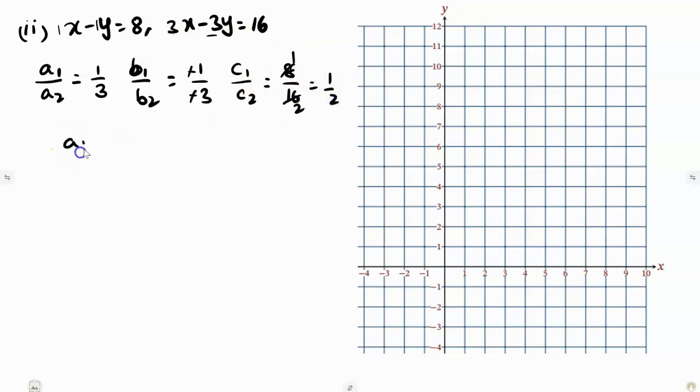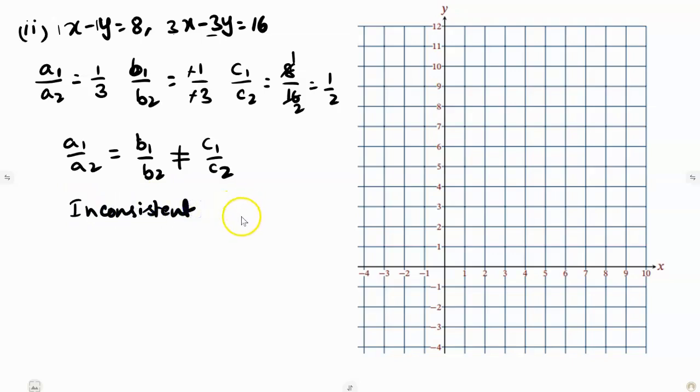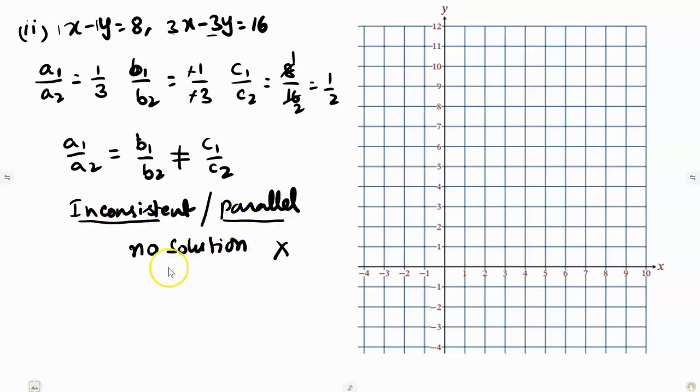So what did you observe? a1 by a2 is equal to b1 by b2, but they are not equal to c1 by c2. What happens if a1 by a2 is equal to b1 by b2 but c1 by c2 is not equal? They are called inconsistent. The lines are inconsistent and the lines are parallel actually. Parallel lines don't have any solution. So no need to find a solution here. No need for a graph. If they are inconsistent, no need to find the solution. Only if they are consistent do we need to find the solution.